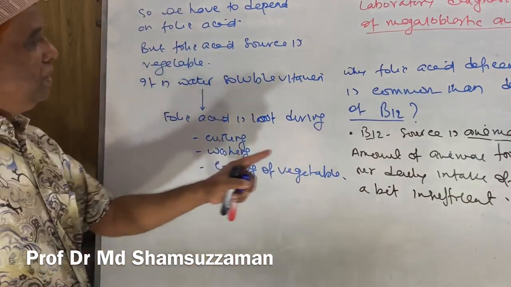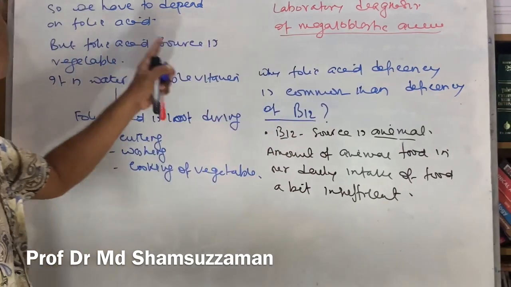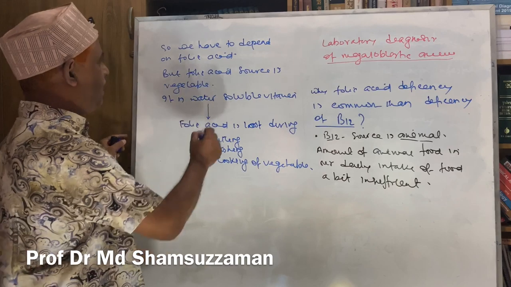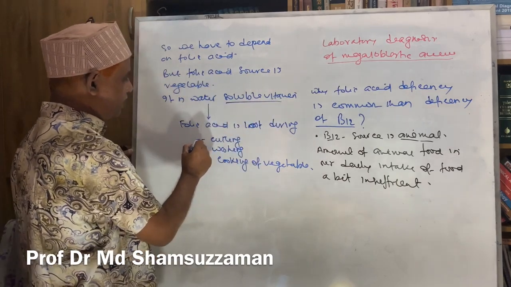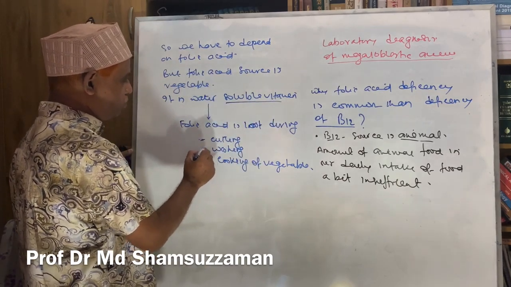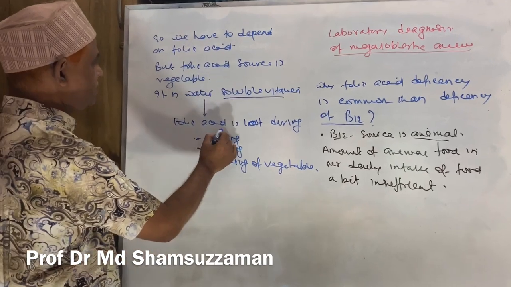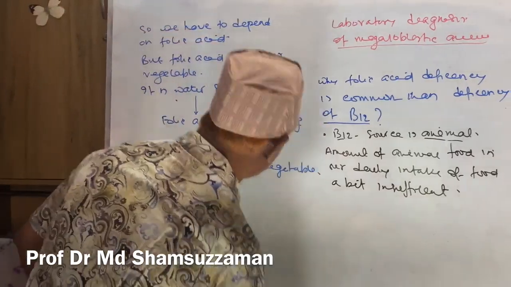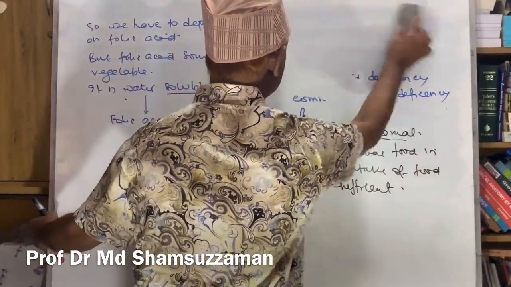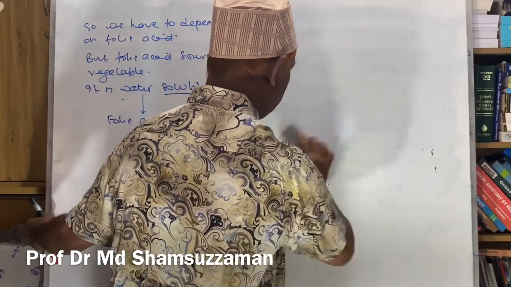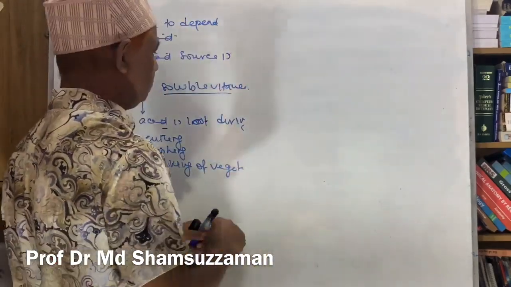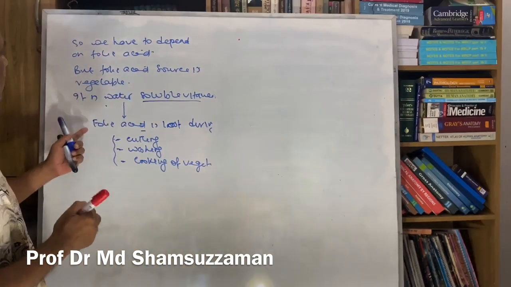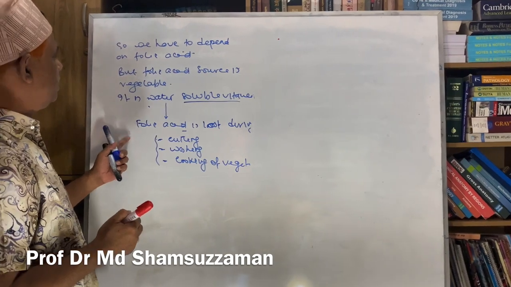So dear audience, instead of animal, we have to take folic acid from the vegetable source. Unfortunately, as it is water soluble, during cutting, during washing, during cooking, in our context, the folic acid is lost from the vegetable. So folic acid deficiency is more common than vitamin B12. Another cause, the first cause of why folic acid deficiency is common than vitamin B12, like this.